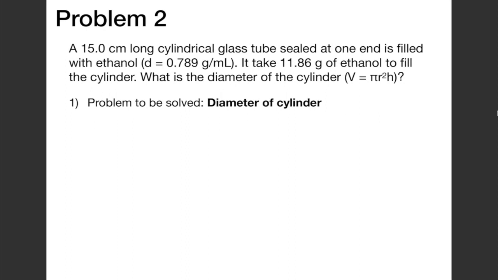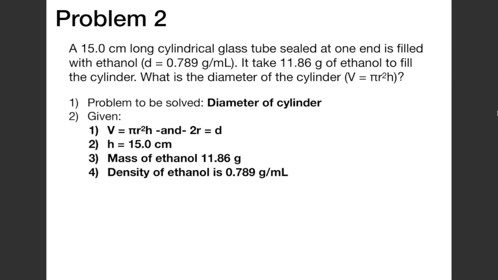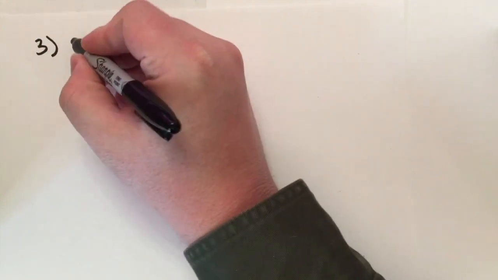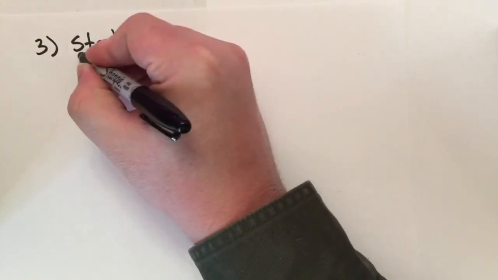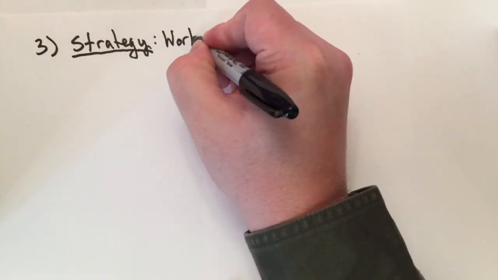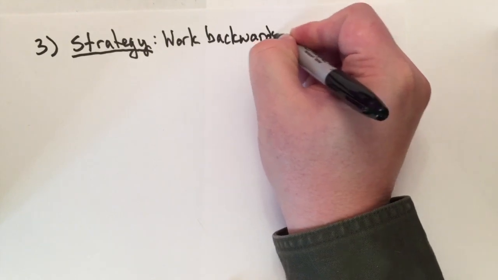Determining the relevant information given in the problem, we're given that the volume of a cylinder equals pi r squared times the height. We know that 2 times the radius is equal to the diameter, which is what we're being asked to solve. We're told that the height equals 15 centimeters, the mass of the ethanol equals 11.86 grams, and the density of ethanol is 0.789 grams per milliliter. I'm now going to perform step 3, devising the strategy, and step 4, implementing the strategy. The strategy that we're going to use is similar to the one that we used before: starting from the answer, finding out our knowns and our unknowns, and then taking that and working the problem forwards.